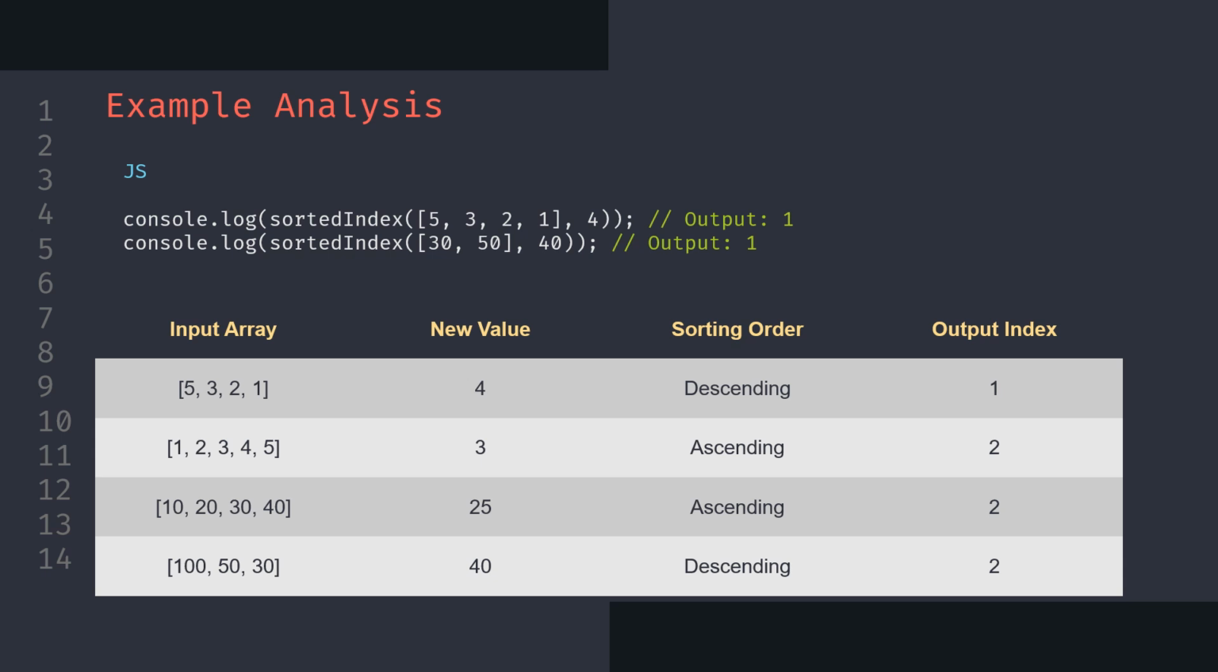This table demonstrates various test cases where the function identifies the correct insertion index based on whether the array is sorted in ascending or descending order. The function ensures that the new value maintains the sorted sequence.